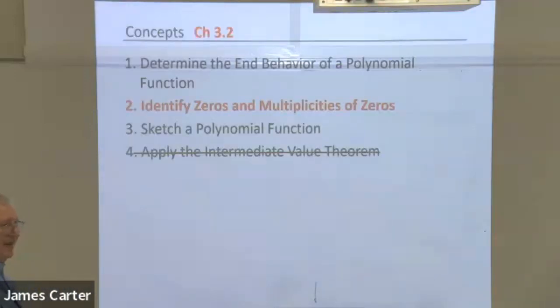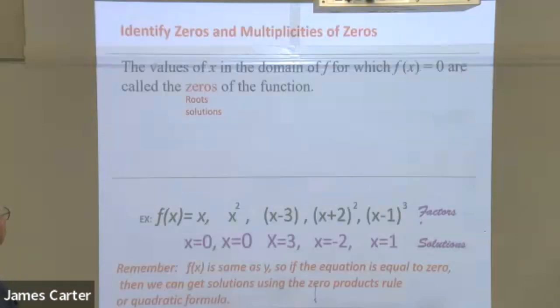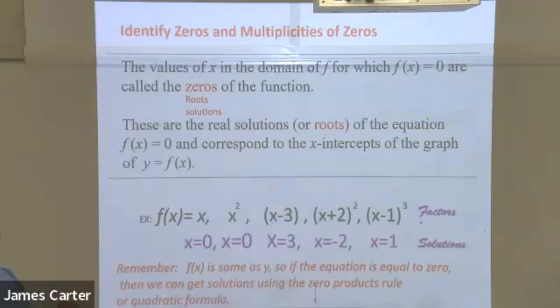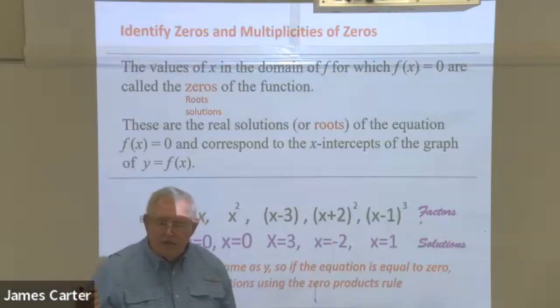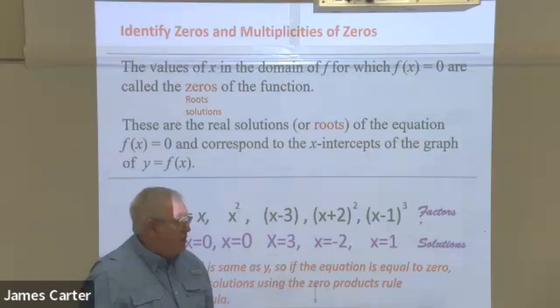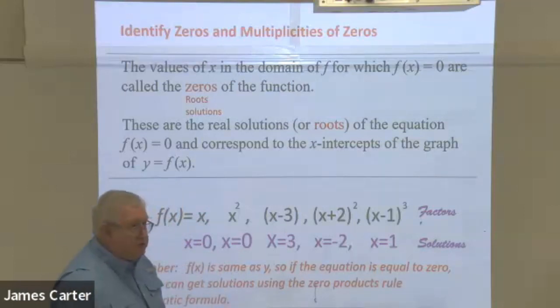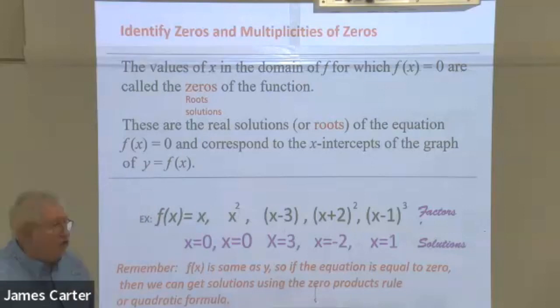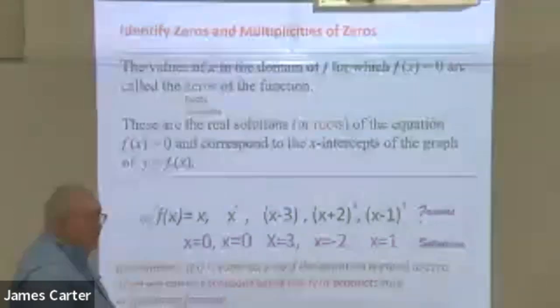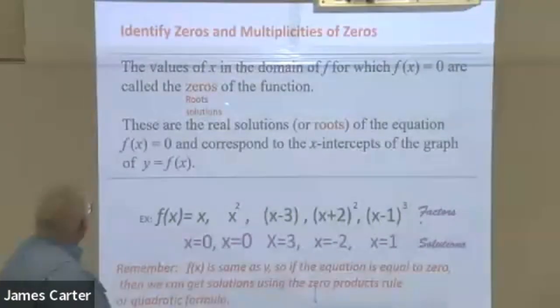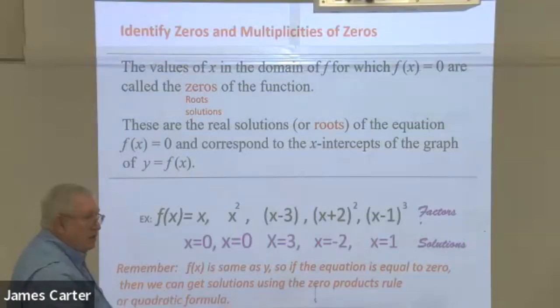Look what's coming up. Multiplicity. Okay, let's look through this. The value x is in the domain. What is the domain? It's the set of possible x values, right? The set of possible substitute values. Where y equals 0 are called the roots of the function, or the solutions, or the zeros. These 3 words all mean the same thing.